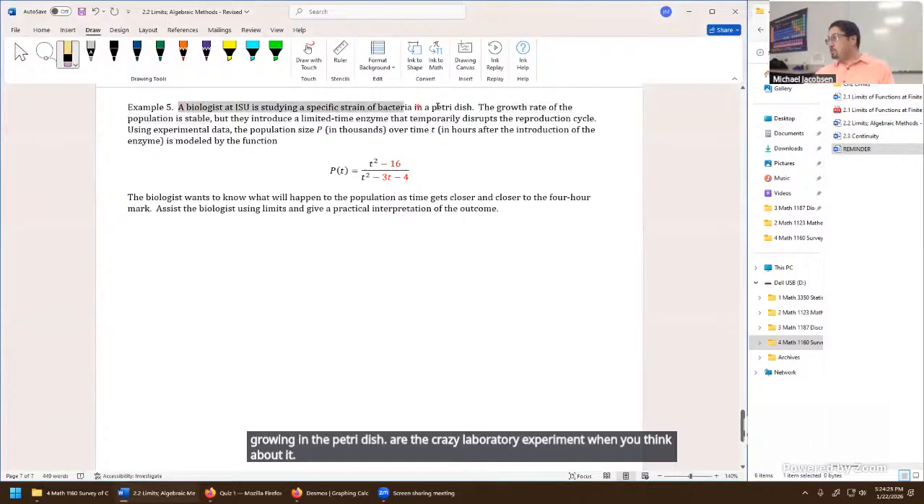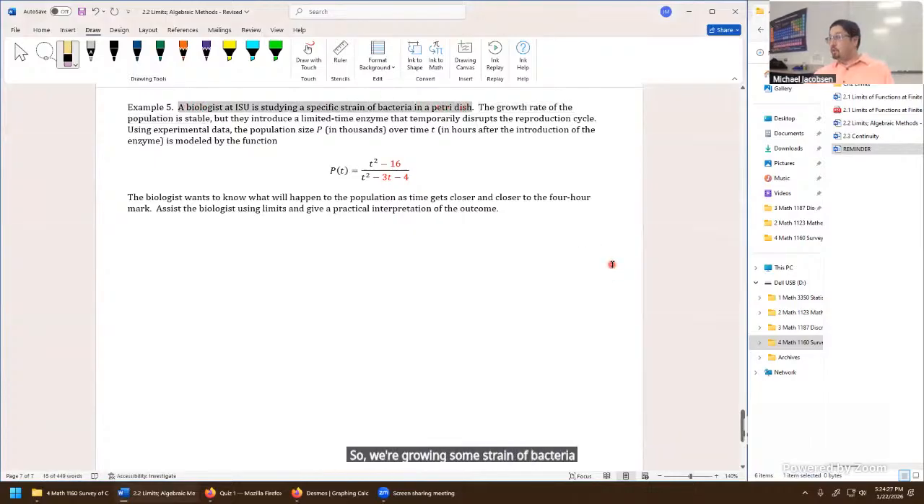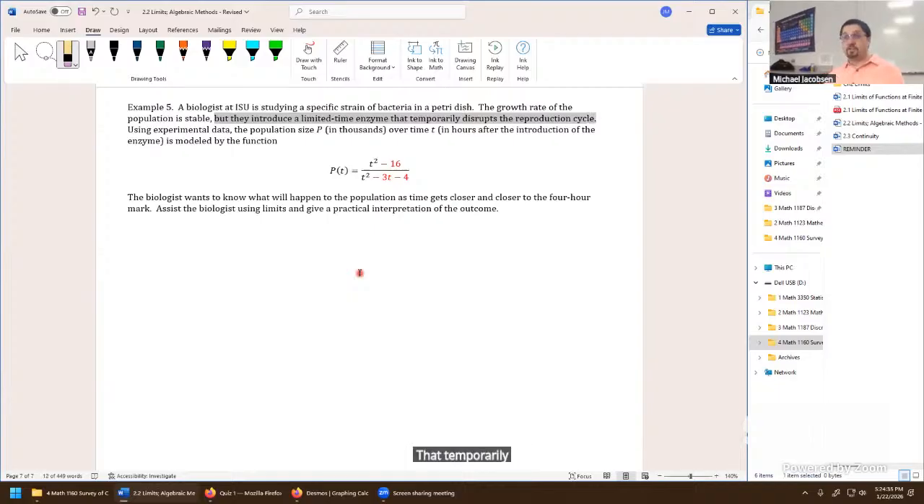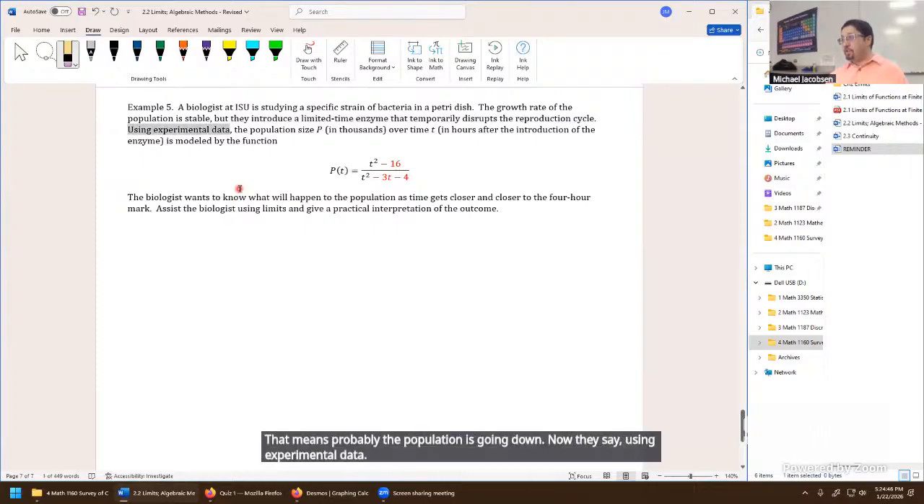So we're growing some strain of bacteria in a petri dish just like that one. We have a stable growth rate, but they introduce a limited time enzyme that temporarily disrupts the reproduction cycle. So reproduction is disrupted, that means probably the population is going down. Now they say using experimental data. What do they mean by that?